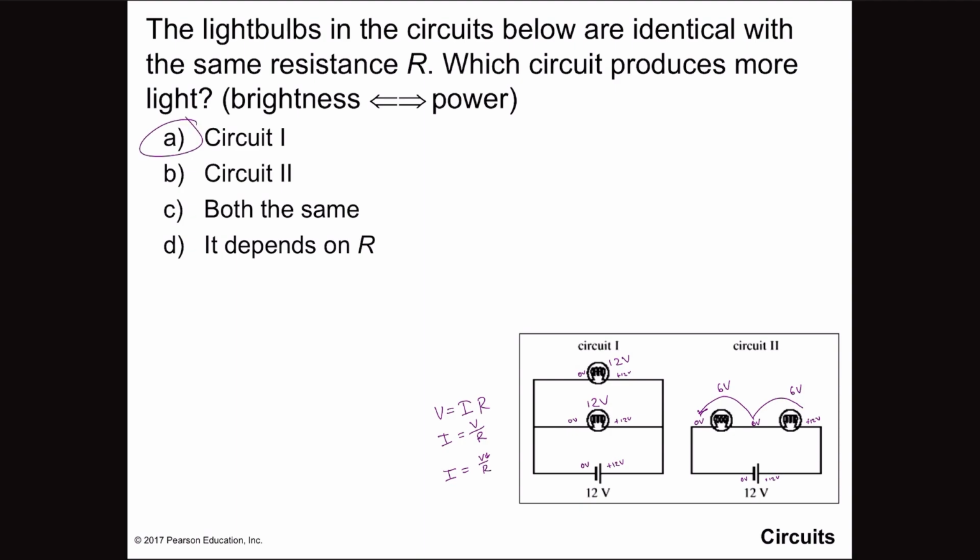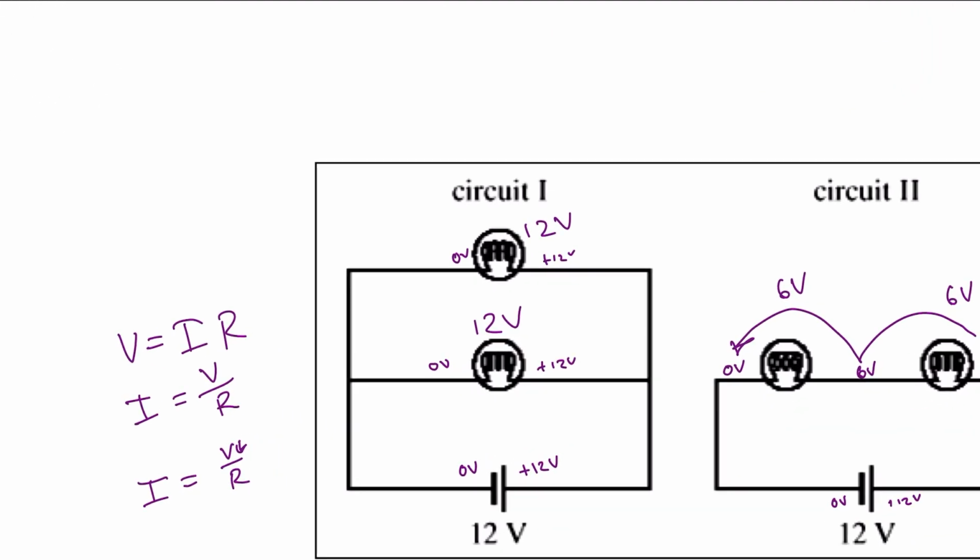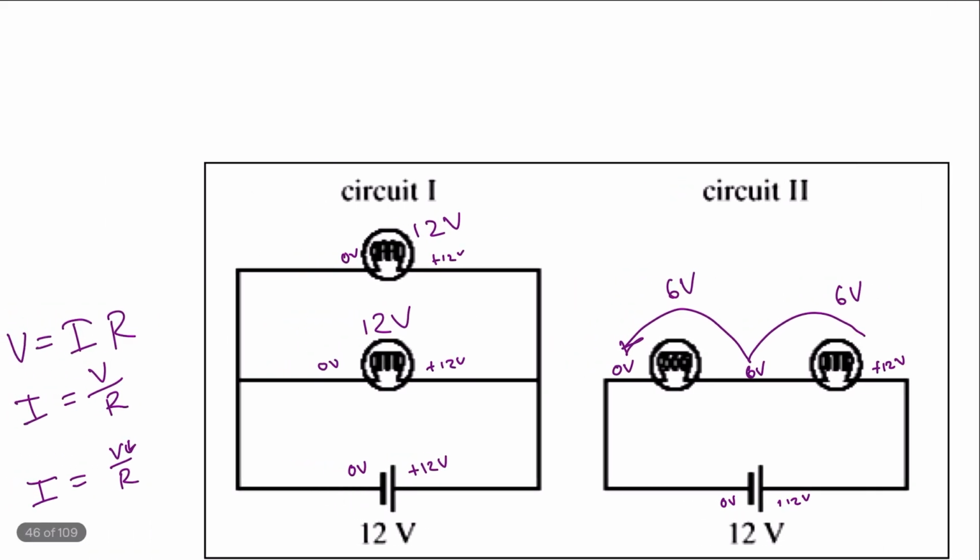They're in parallel. In fact, this is typically how your houses are wired. A lot of string lights used to be like the one that's in series there, and if one bulb burns out, the whole line goes out because now there's nowhere for the current to go.